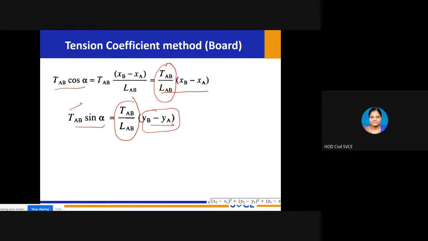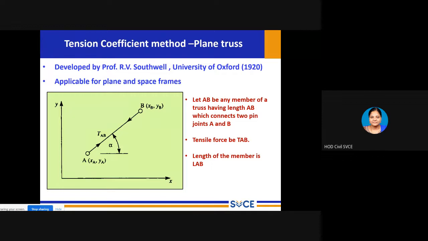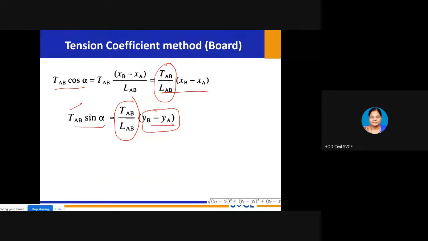For each and every member, you have to establish this relationship. Now we are talking about a single member, but in a truss system, each joint will have two or three or more members. So based on the number of members meeting at the joint, you have to find this relationship for those members, and establish the equations of equilibrium. Another point is that in the tension coefficient method also, we are going to apply the equations of equilibrium and the method of joints only, nothing more than that. But you have to establish this relationship between the force in the member and the coordinates of the particular member.